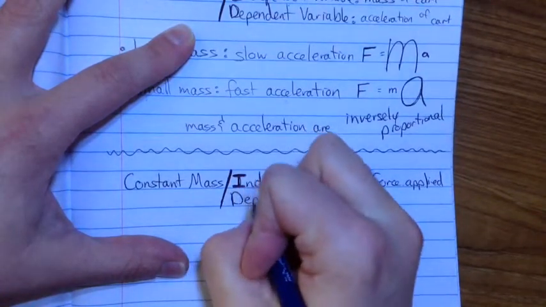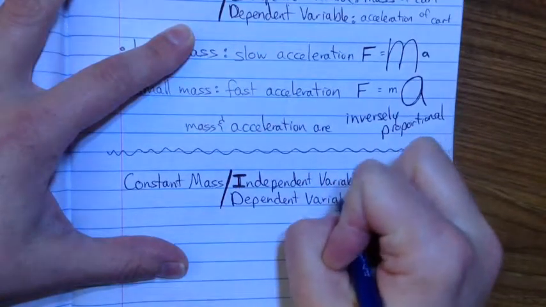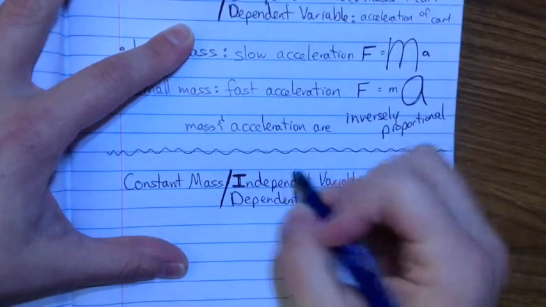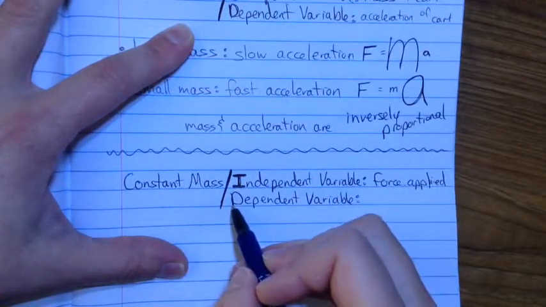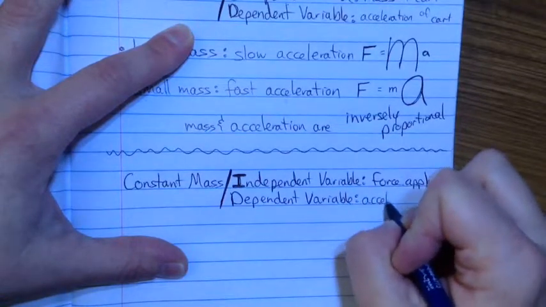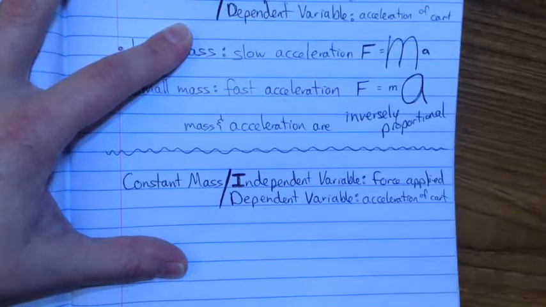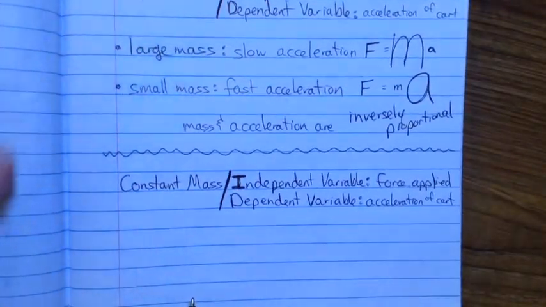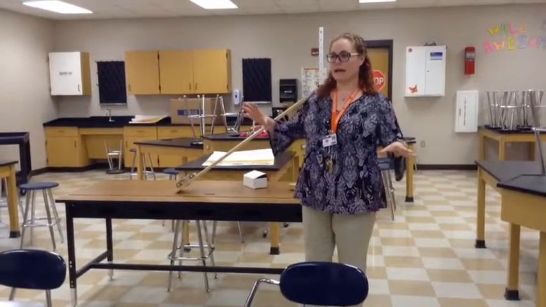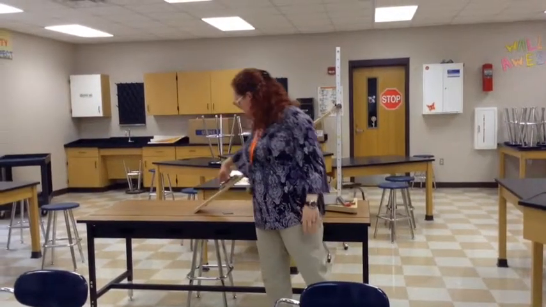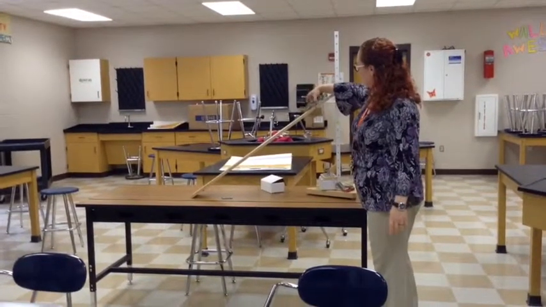So my dependent variable, the thing that will automatically change as I adjust my independent variable. So as I adjust the force, the mass is held constant. The thing that's going to automatically change? The acceleration of the cart. Okay, now we have 2 plates attached to the cart, and we're going to leave it at 2 plates. Okay, that's going to be our constant.